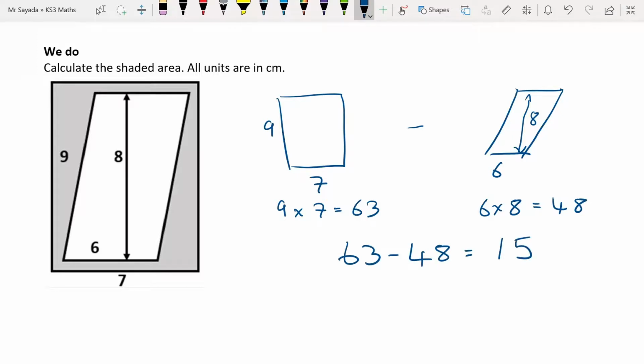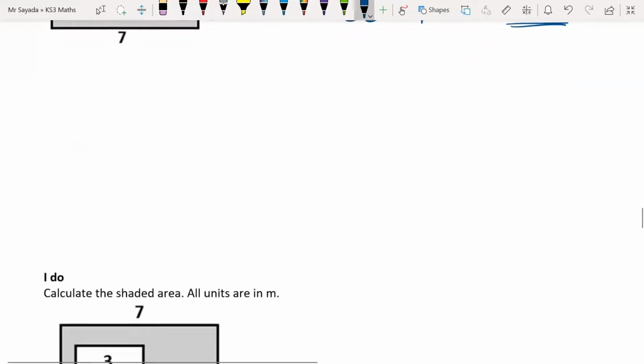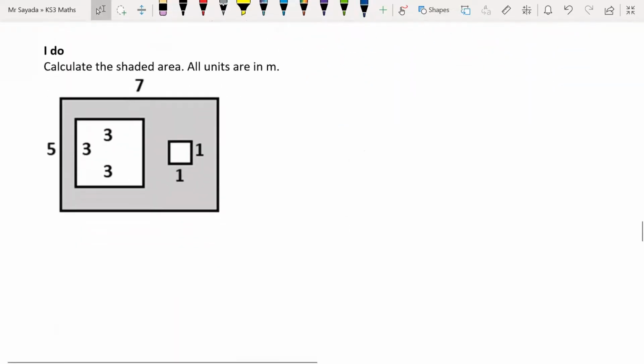And what will the units be in this question? Say your answer to the video. Here the units are centimeters squared, because it tells you the units are in centimeters. Let's go to some slightly more complicated examples. So I'm going to do this example fully by myself. So pause the video to read the question, press play once you've read it.